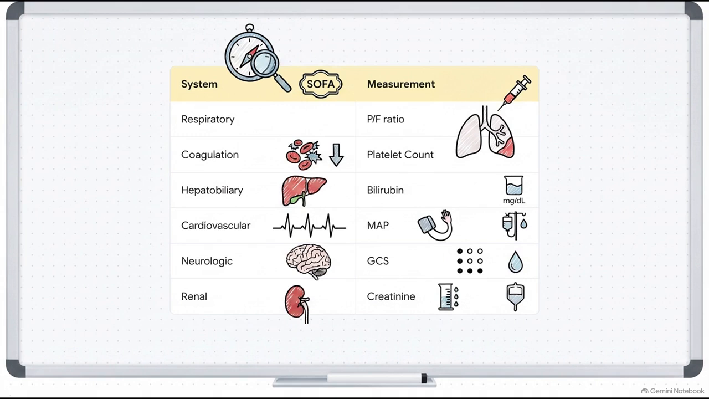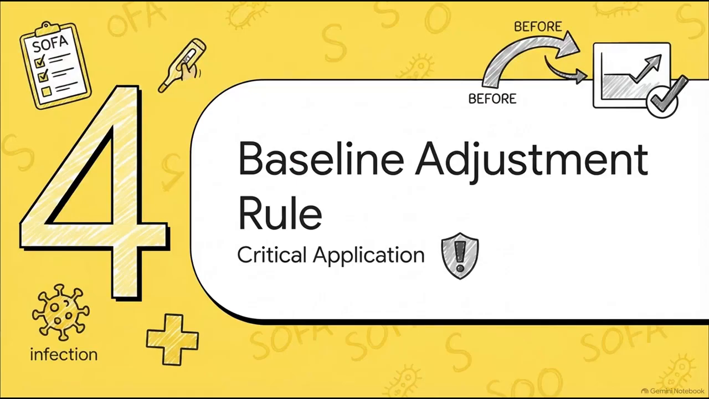For neurologic function, it's all about the Glasgow Coma Scale, or GCS score. And finally, for the renal system, you are monitoring creatinine levels or a significant drop in urine output. Whenever you review a chart, you are constantly cross-referencing the physician's documentation of infection against acute, measurable declines in these 6 specific areas. Now for Section 4, the baseline adjustment rule.